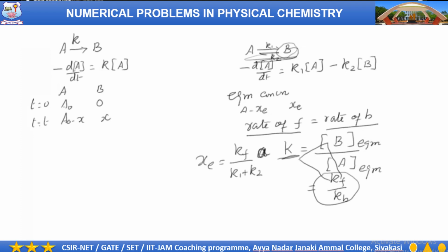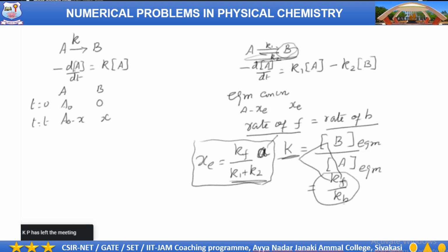Therefore, the rate of the forward reaction by the rate of the forward and backward. Here I put K1 plus K2, but here I put F and B. One is for the forward reaction, two is for the backward reaction. Therefore, if you are asked to calculate XE, the problems may be given with the initial concentration of A, and the equilibrium constant or the equilibrium concentration.